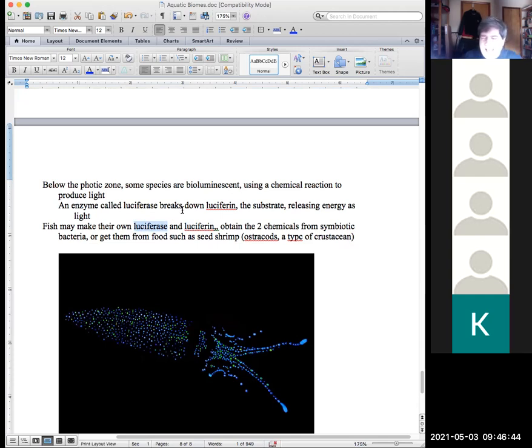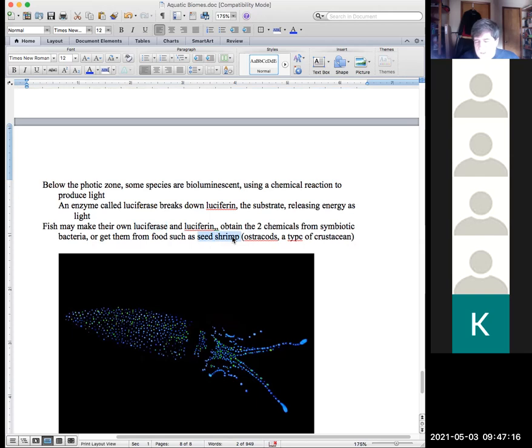Remember that ace at the end of a word means enzyme. And when luciferase breaks down luciferin, this is the reaction that occurs in fireflies, by the way. When luciferase breaks down luciferin, light is released. So these organisms glow. Now, some animals actually get the chemicals from symbiotic bacteria that are living in their body. Or some of them get it by eating a type of crustacean called seed shrimp.